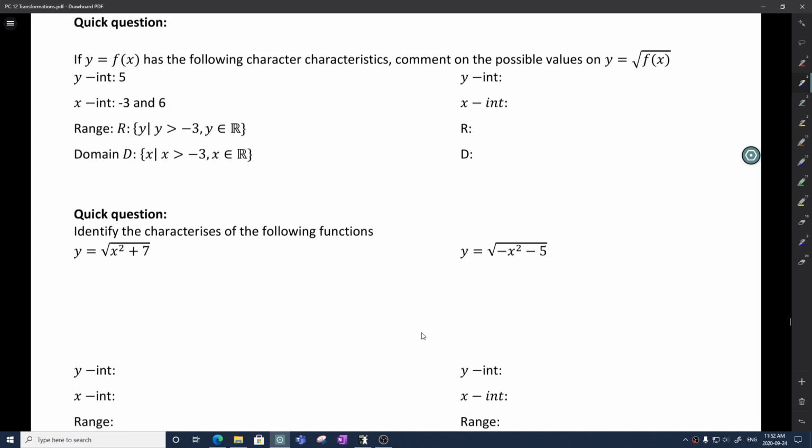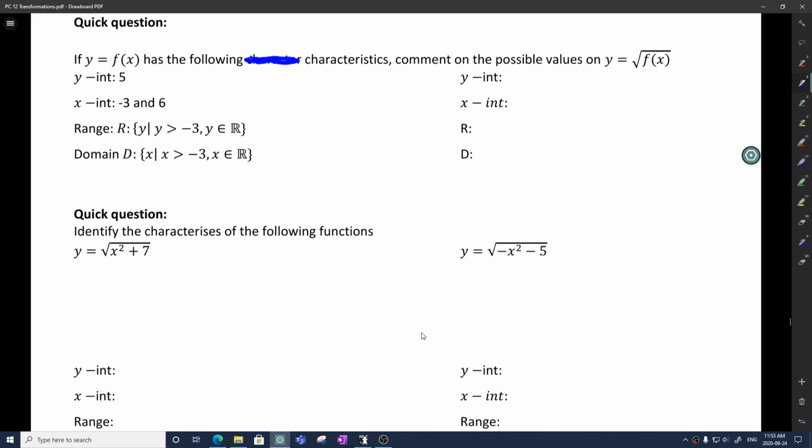If y is equal to f of x and has the following characteristics, comment on the possible values of y equals the square root of f of x. So if f of x has a y-intercept of 5, x-intercepts of -3 and 6, the range goes all the way from y greater than -3, y an element of the reals, and the domain is x greater than -3.